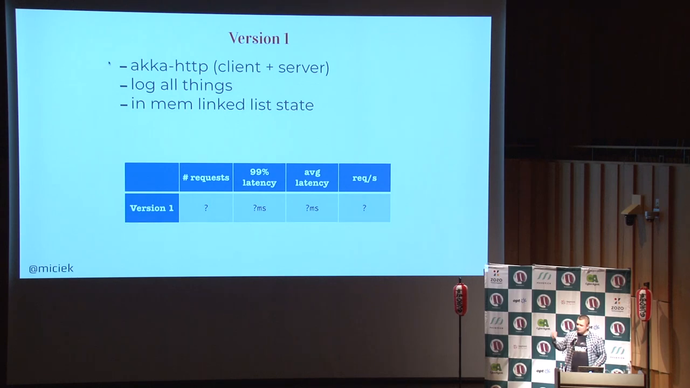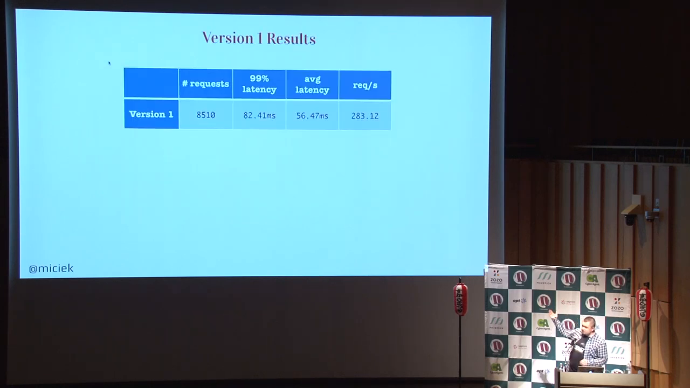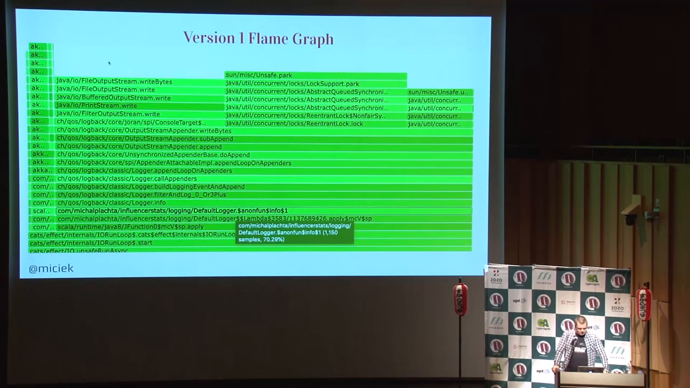So again, what we did in the first version, around 8,000 requests, 283 requests per second. As you can see, it's the same when you do it multiple times. And we got this flame graph. When I ran it previously, it was 70%, but still the bottleneck will always be available for you, no matter how many times you run it.